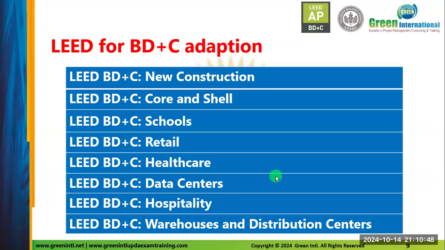As we can see, BD+C can cover or adapt many types of buildings, including new construction, core and shell, schools, retail, healthcare, data centers, hospitality, warehouses and distribution centers. All types of buildings.